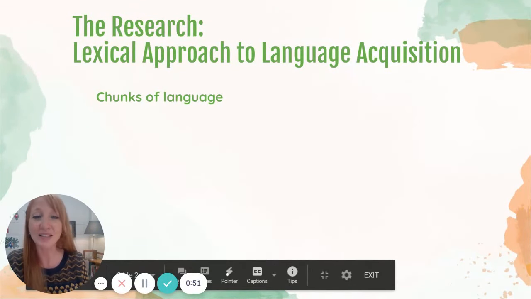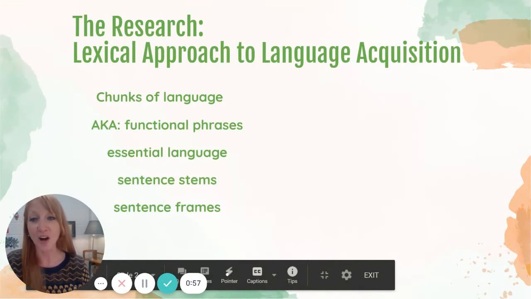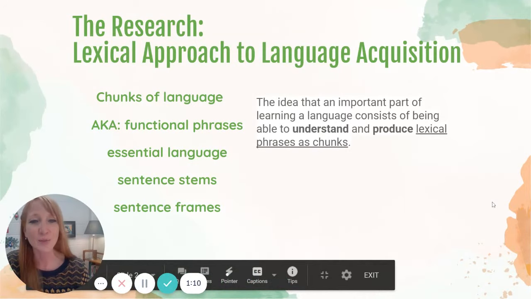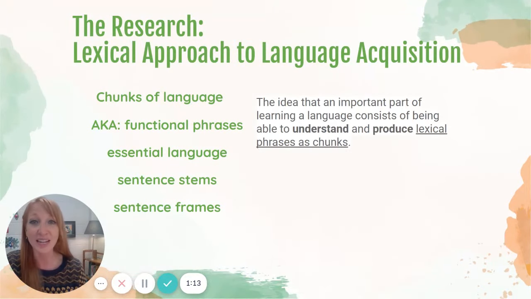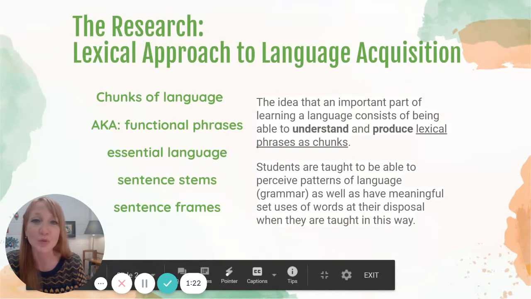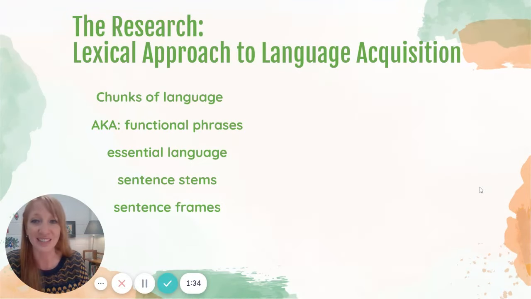So first of all, the lexical approach to language acquisition talks about chunks of language. These are also called functional phrases, essential language. Some examples are sentence stems and sentence frames. And the idea is that it is important for students to both understand and produce lexical phrases as chunks. This allows them to perceive patterns of language, and then they have a set of words and they can substitute other words within those functional phrases.